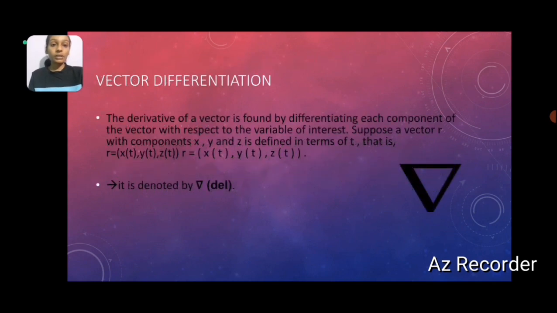Vector differentiation. The derivative of a vector is found by differentiating each component of the vector with respect to the variable of interest. Suppose a vector R with components x, y and z is defined in terms of t, that is R = (x(t), y(t), z(t)). It is denoted by del.